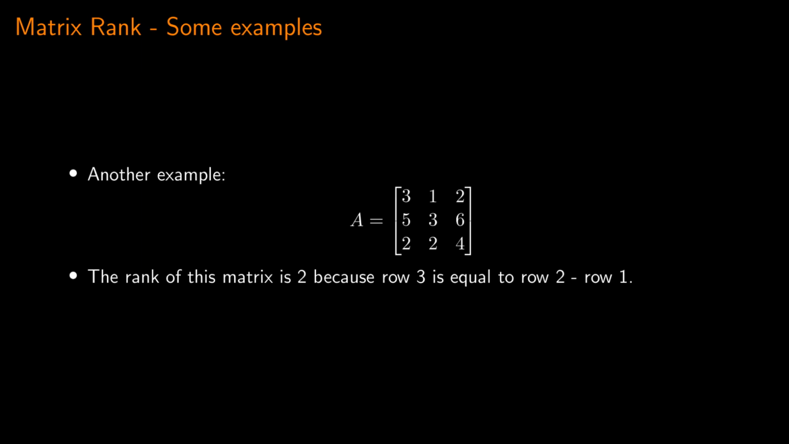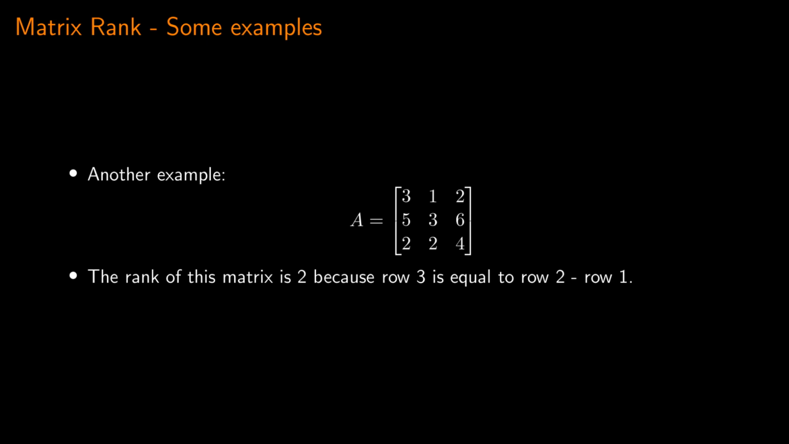And let's look at one last example. In this case, it might not be as obvious as in the previous example, but the rank of this matrix is also only 2. If you look carefully, you can see that row 3 is actually equal to the difference between rows 2 and 1. Therefore, row 3 is not linearly independent of rows 1 and 2.